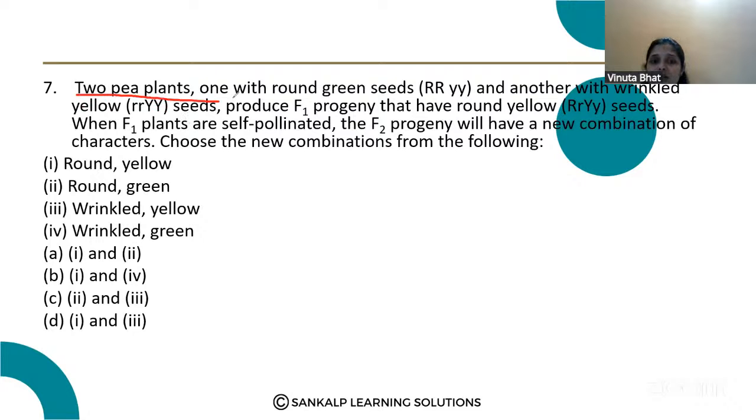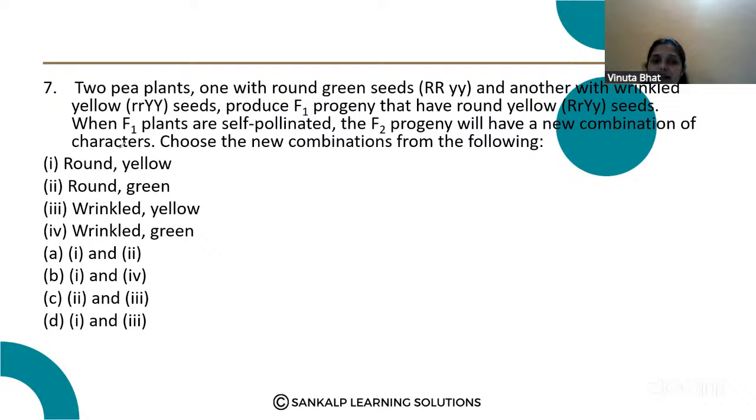Two pea plants, one with round green seeds and another with wrinkled yellow seeds, produce F1 progeny that have round yellow seeds. When F1 plants are self-pollinated, F2 progeny will have new combinations of characters. Choose the new combination from the following. Here, the first F1 generation seeds will be round yellow seeds. When the F1 plants are self-pollinated, F2 generation plants will be formed.